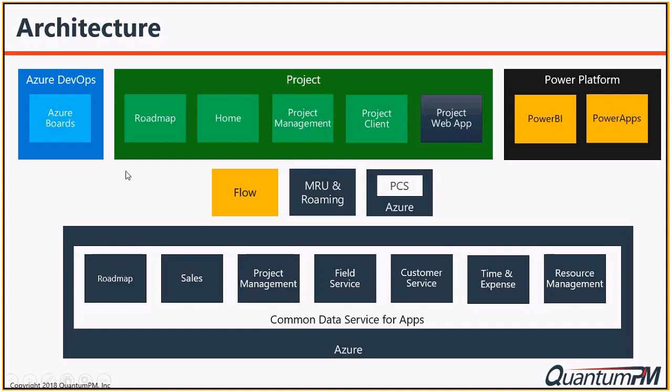In terms of ability to integrate with Flow, roaming and PCS, that's all going to be supported as an integration hub. So we'll be using Flow as a mechanism for integrating with other applications. You'll have Azure DevOps providing Azure boards, so if you want to create work items within Azure DevOps, that'll be an ability to integrate here. You'll have Power Apps and Power BI to support analytics and reporting as it progresses. So this is going to be a pretty comprehensive solution that's going to be rolled out over time.